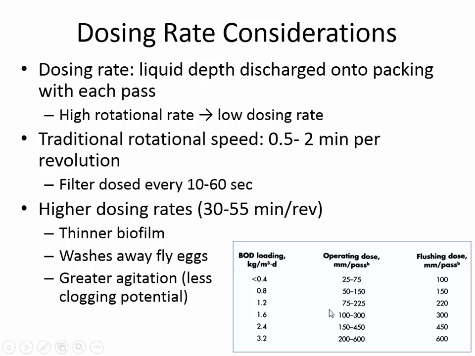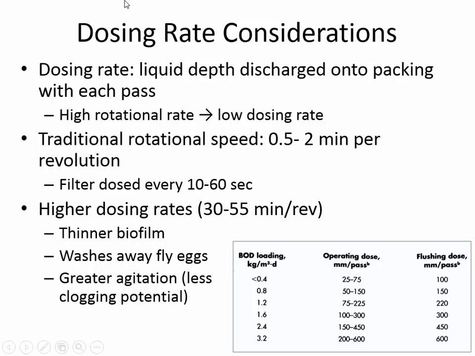There's a table in the text that relates the loading rate in terms of kilograms per cubic meter of water per day and the depth of water that would be discharged for each pass of the filter. And so this is in millimeters per pass. Each time one of those arms comes through, if you have a really high loading rate, you'd maybe need to dispense as much as 600 millimeters of water per pass.